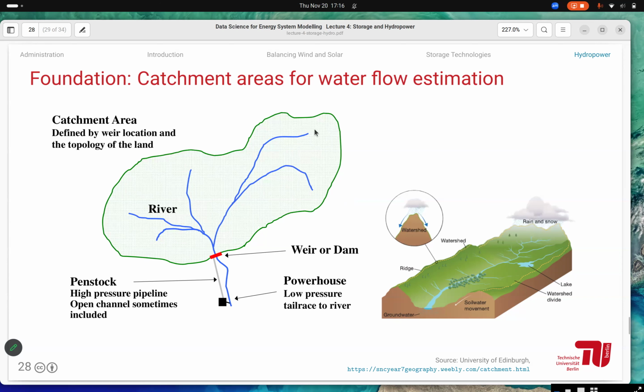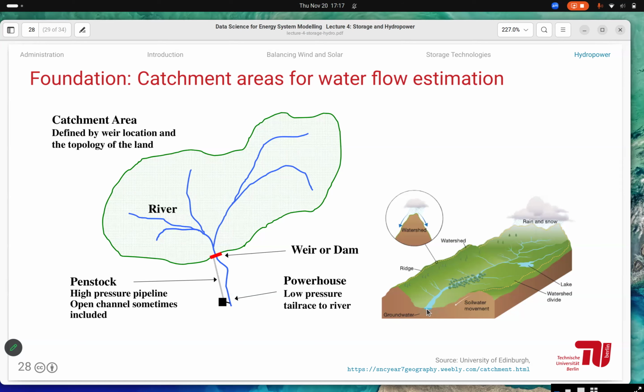And once you have that, you can go to something like the ERA 5 data set that we also looked at last week, where you have data on wind speeds and solar irradiation and so on. You also have data on the so-called runoff. That is a combined parameter that includes mostly precipitation, but also things like snow melt, minus the evaporation that goes into the atmosphere on this land, minus the water that goes into the groundwater and doesn't end up here.